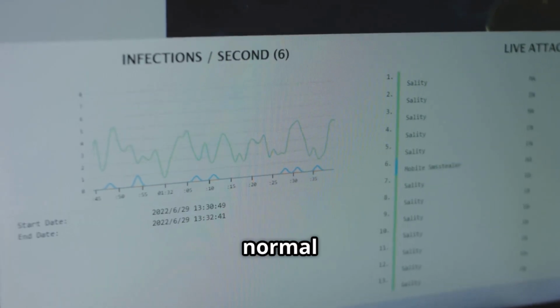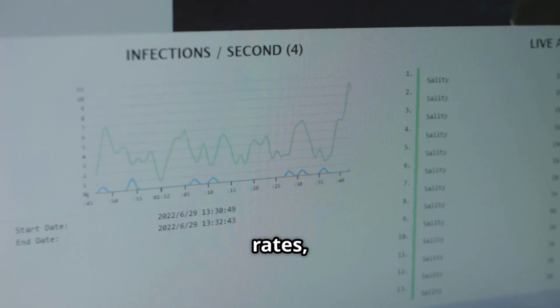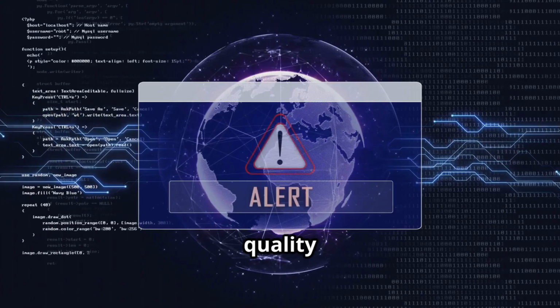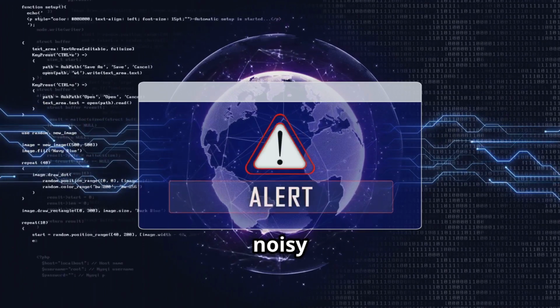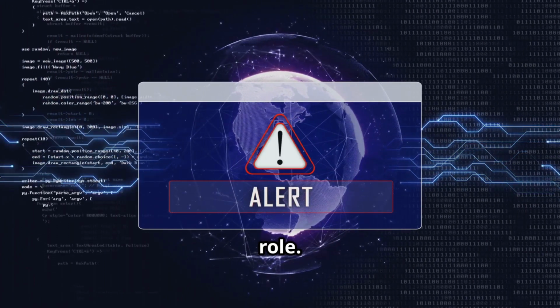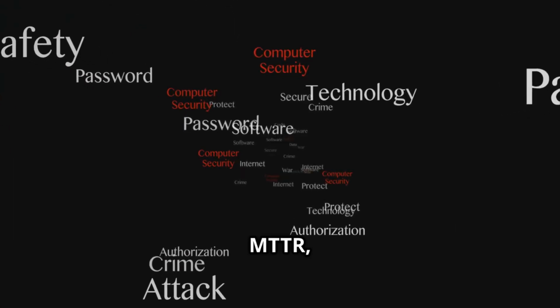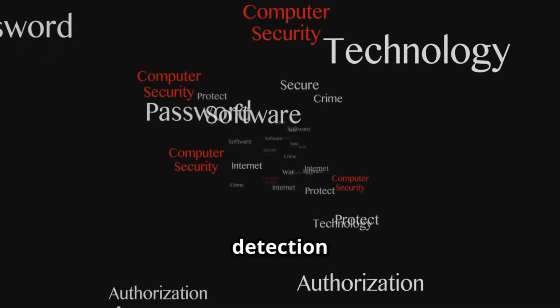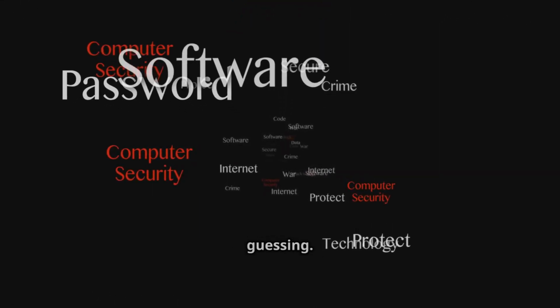Baselines matter. Normal traffic volumes, login rates, and API calls. Alert quality beats quantity. Tune noisy rules. Add context. Asset criticality and user role. Measure MTTD, MTTR, dwell time and detection coverage. Improve them or you're guessing.